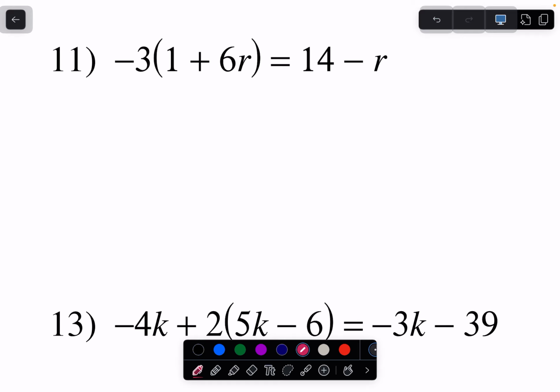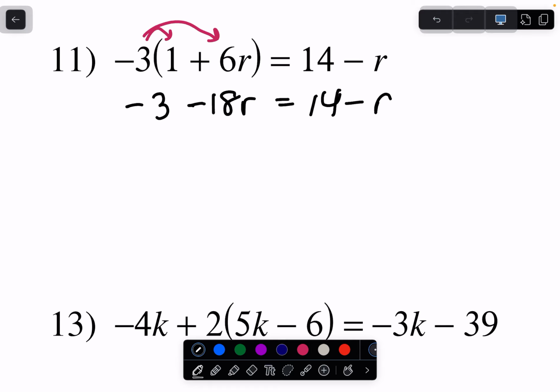Instead, I think we are forced, because the negative 3 doesn't go into the other side nicely, to use the distributive property as our first step. When we do that, we get negative 3. Now, be careful, because it's negative 3 times 1 and negative 3 times positive 6r, which would be negative 18r. And then there's nothing we can do to either side. Now we start moving around.